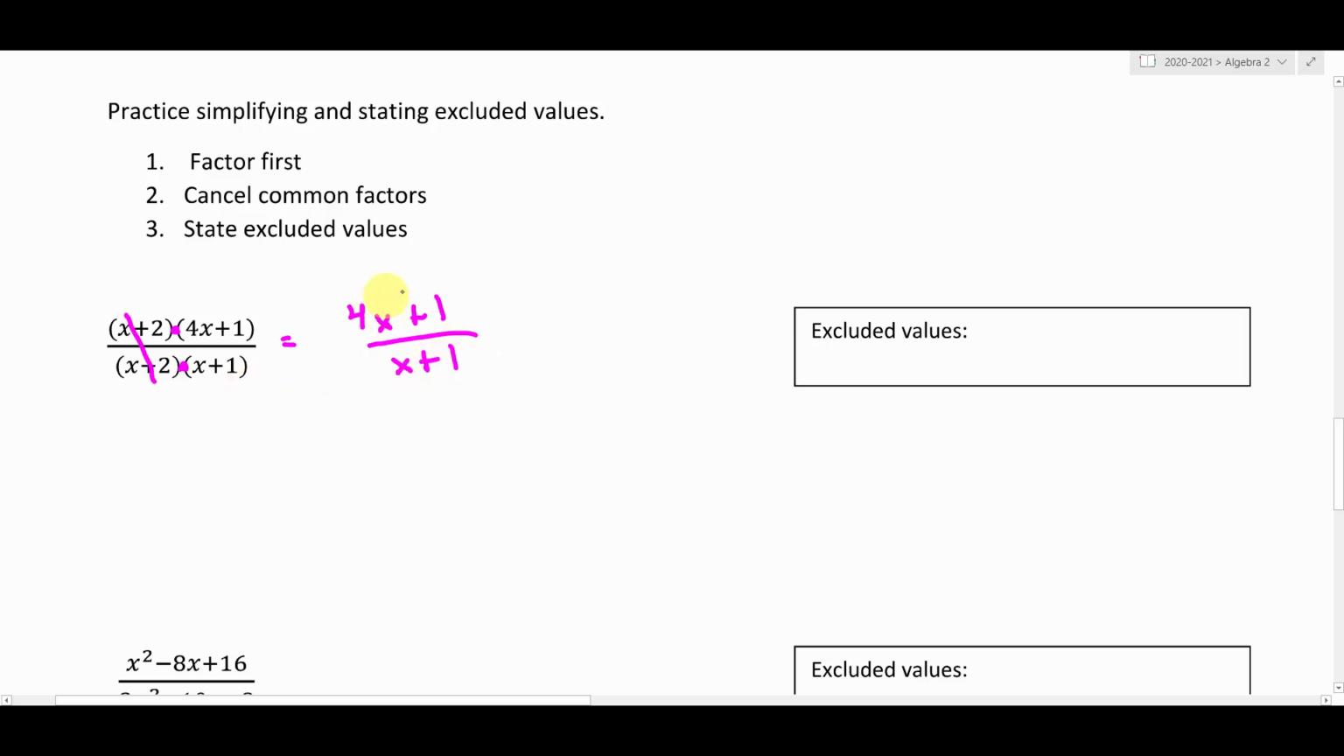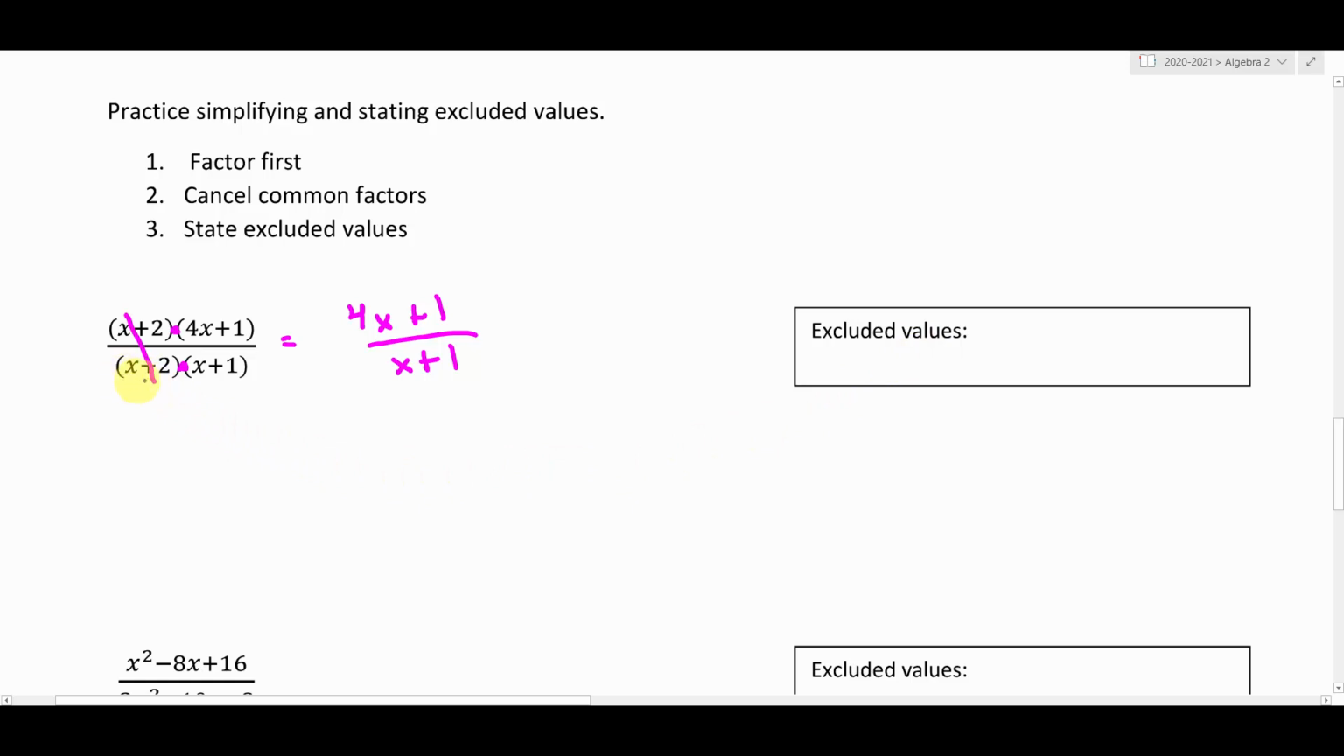All right, now you cannot cancel out the ones here because those are being added, and you cannot cancel out the x's here because, again, those are being added. Those are not factors. So this is where we would stop. The only thing we could do is cancel out those x plus 2's. Okay, and then we have to think about our excluded values.